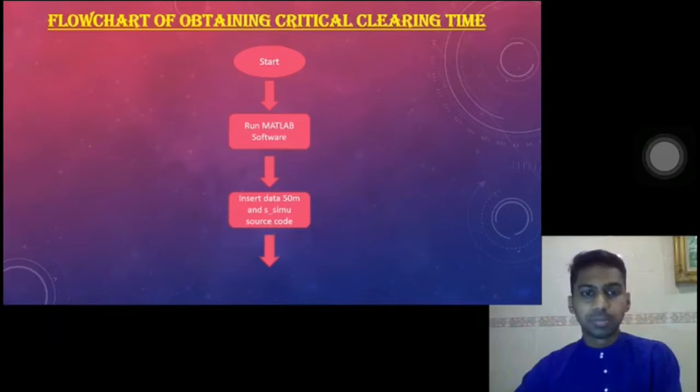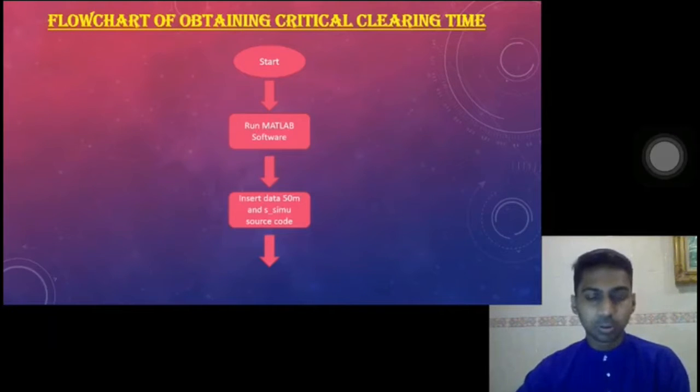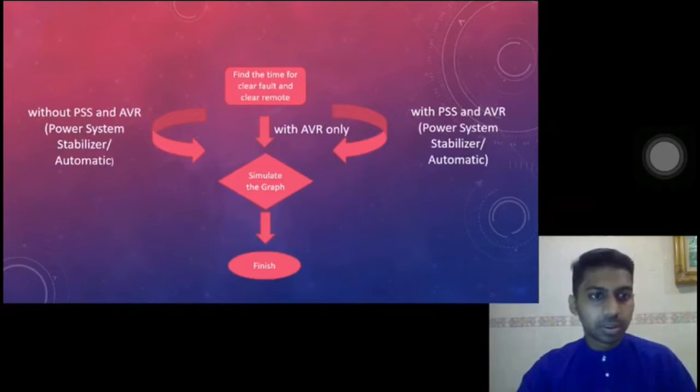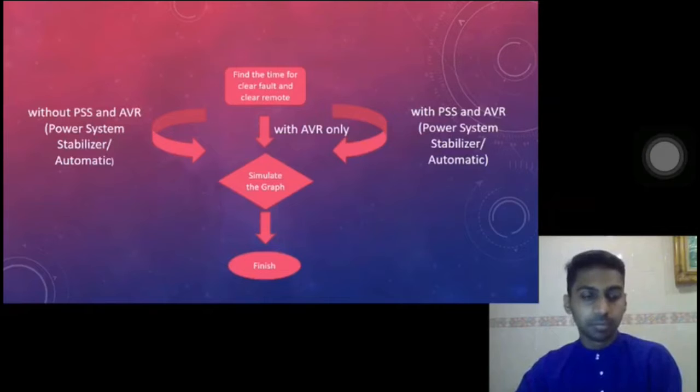First of all, we run the MATLAB software and then we insert the data and source code, followed by finding the time for clear fault and clear remote. We have used three types here. The first one is without PSS, which is the power system stabilizer, and AVR stands for automatic voltage regulator. So without PSS, then with AVR only, and then with PSS and AVR. After these three types, we simulate the graph, and finally we get the result for all three of them.